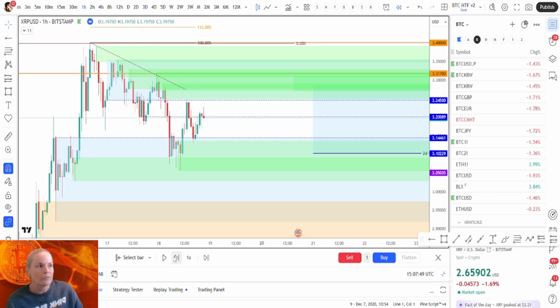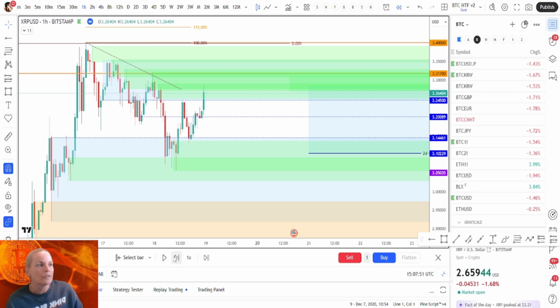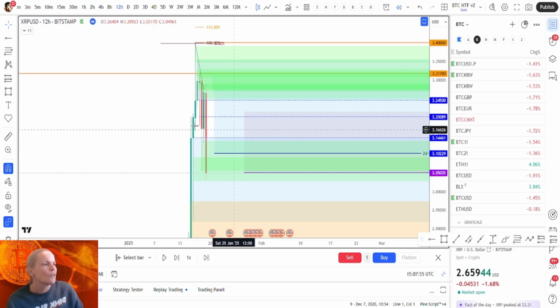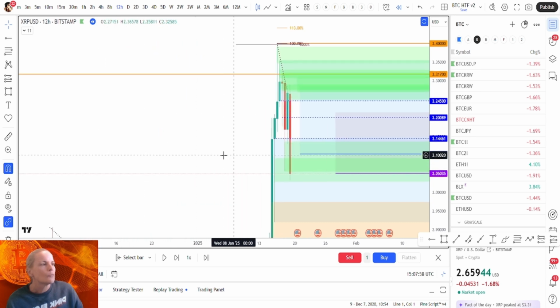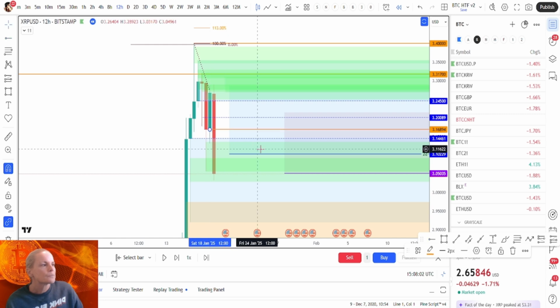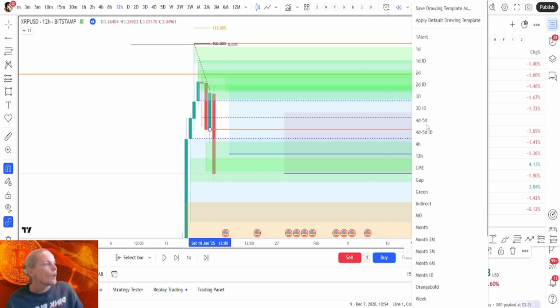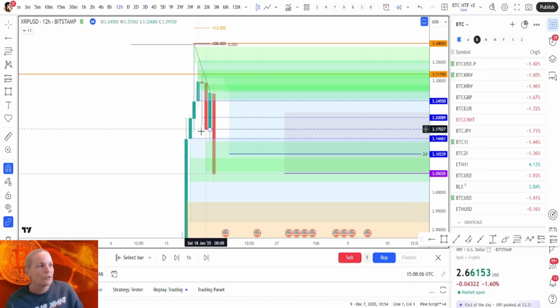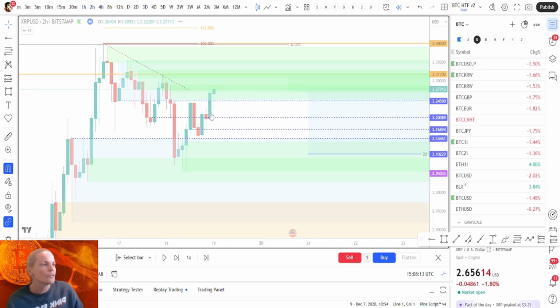Okay, so we've now got a decent move off that hourly demand there. And I think at this point we might have created a 12-hour supply. It's a bit difficult sometimes when you're using the rewind tool, because it depends when the candles close as to when you switch between time frames. So this has actually closed just now, so we're going to make that 12-hour supply.